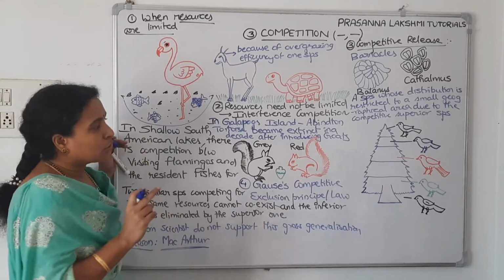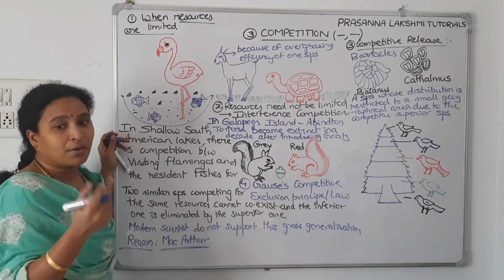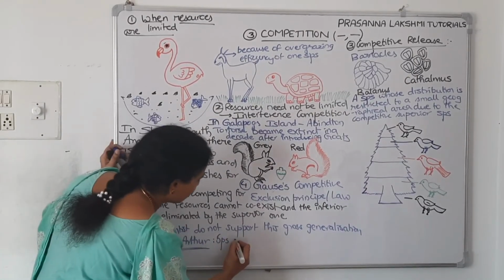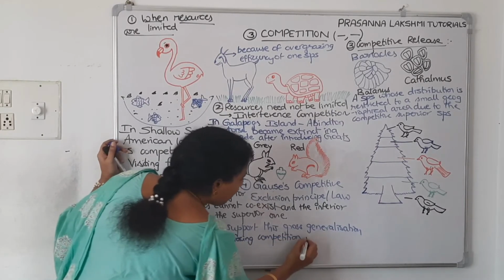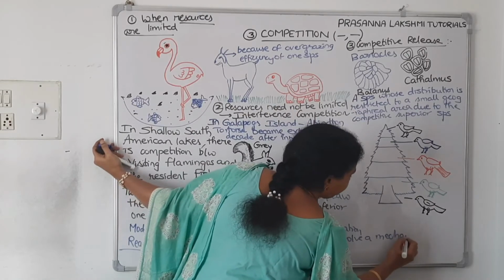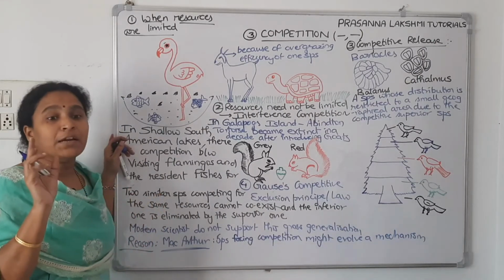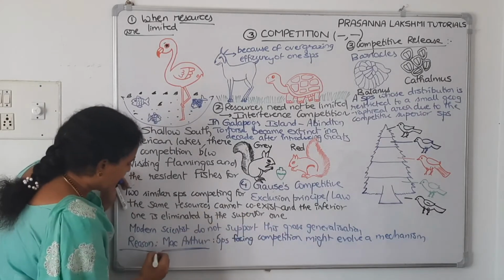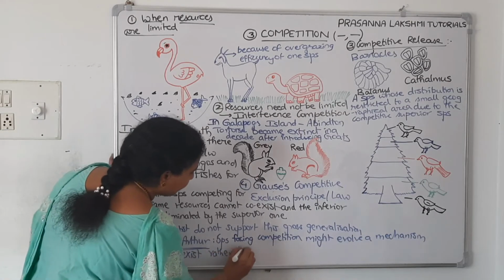MacArthur, what has he done? He showed that species facing competition might co-evolve. So MacArthur says that species which are facing competition might evolve a mechanism to coexist rather than exclusion.